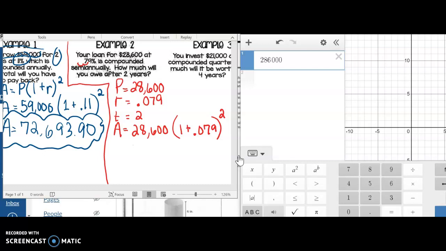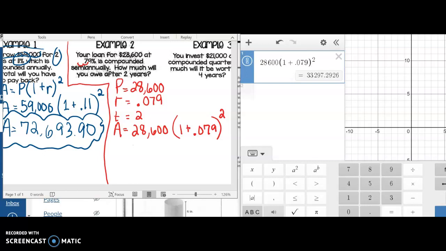28,600 times 1. If I just multiplied 28,600 times 0.079, that's just going to tell me the amount of interest. The 1 is including the $28,600 in the answer. So 1 plus 0.079. This is going to be to the second power.